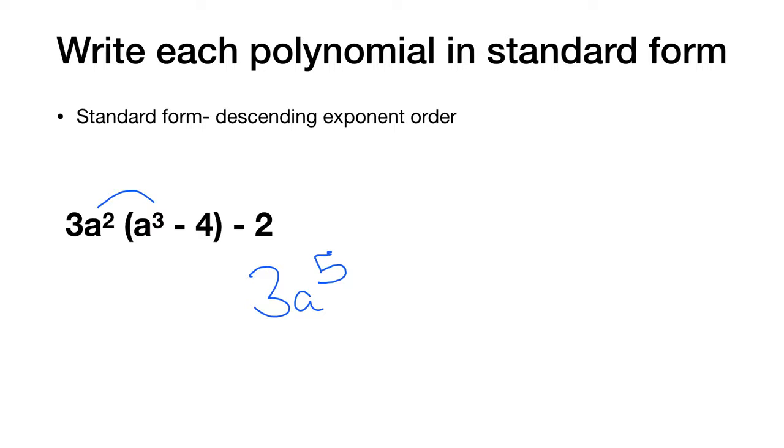So now let's do the next part. The next part is 3a times negative 4 becomes minus 12a squared. Minus 2. All right, so that's standard form.